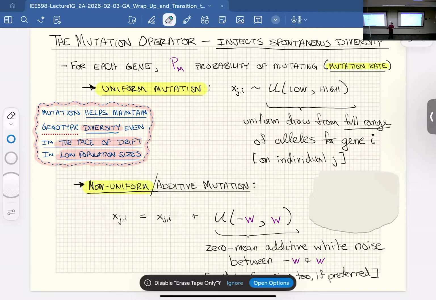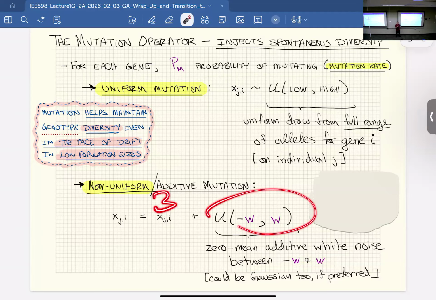The other way I could do it is non-uniform, what I'll call additive mutation, where here I actually do focus on whatever allele the parent had, and then I perturb it by a little bit. And so this could be uniform, but it also could be normally distributed. The idea here is I'm adding a little bit of noise. Maybe negative, maybe positive, but it's zero mean white noise. White meaning that it is independent of whatever the previous draw was. Zero mean, so that I've got no bias in which direction I'm going. And then I just perturb it by that amount.